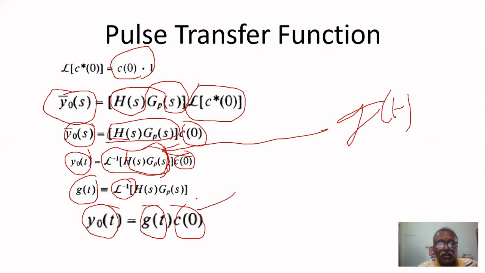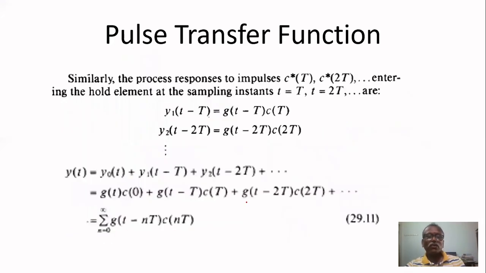C naught is the magnitude of the impulse given at t equal to 0. This is the response for the input given at t equal to 0. Similarly, if you give input at c of T, c of 2T, etc., if you give the sampling instants are t equal to T, t equal to 2T, etc. So, what is the response?